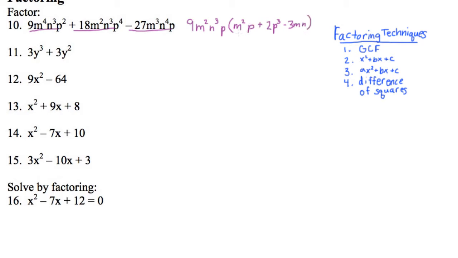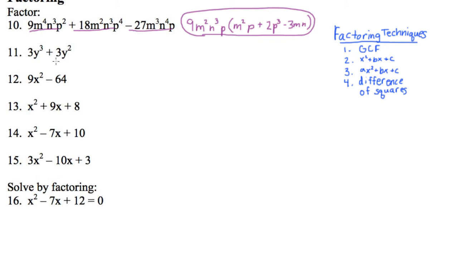You want to check now that there's nothing in common here that could still be factored out. Also, another way to check is to distribute this. If you distribute this, you'll get 9m to the 4th, n to the 3rd, p squared, which is that, plus 18m squared, n to the 3rd, p to the 4th, which is that, minus 27m to the 3rd, n to the 4th, p, which is this. So that's our answer. That's greatest common factor, GCF. That's what you want to check for on all of them.